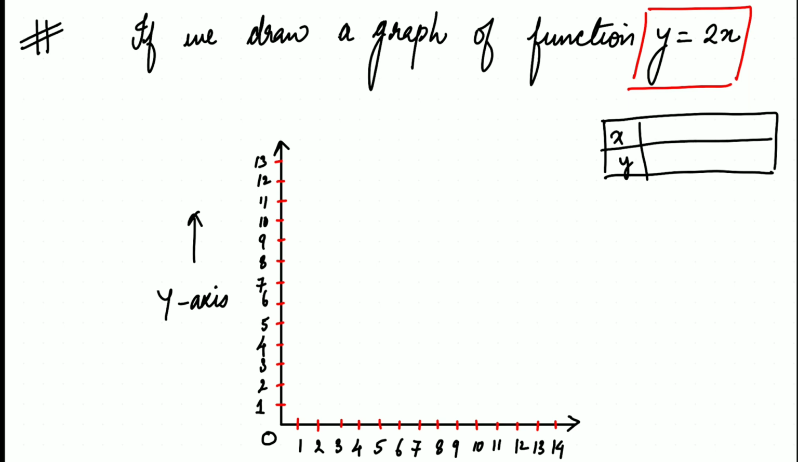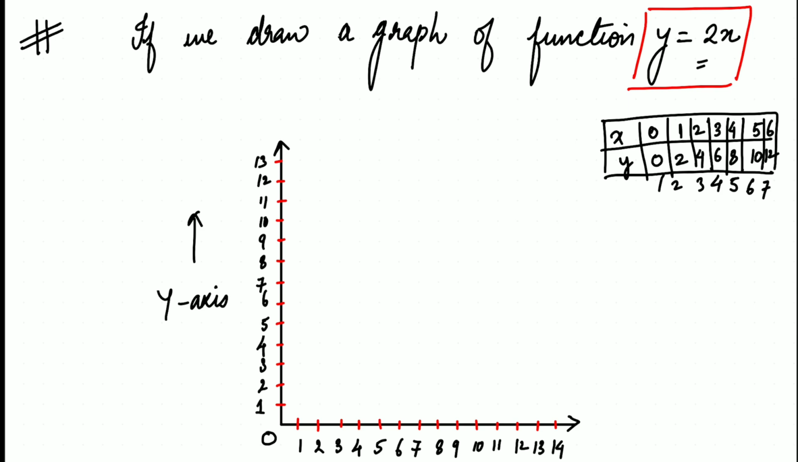If you take x to be 0, y also comes out to be 0. If you take x to be 1, y comes out to be 2. If x is 2, y is 4. If x is 3, y is 6. If x is 4, y is 8. If x is 5, y is 10. And if x is 6, y is 12. So you got at least 7 coordinates.